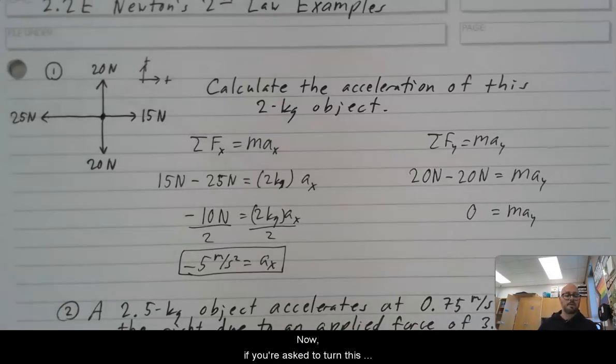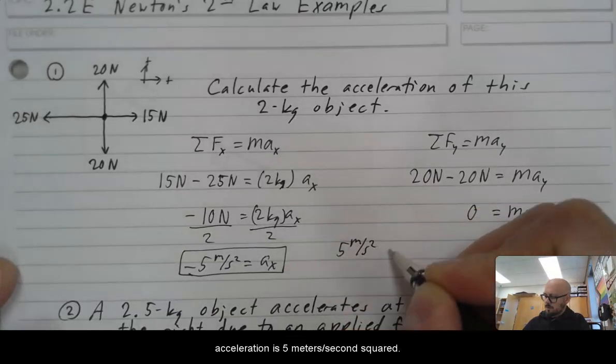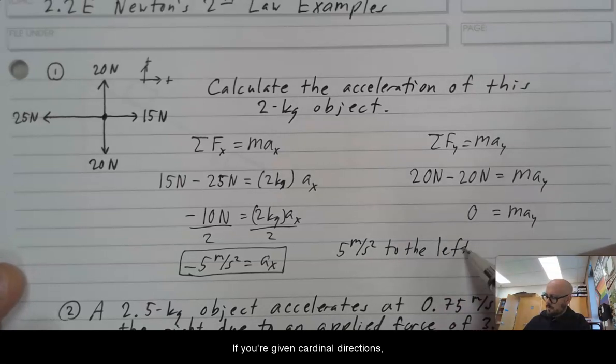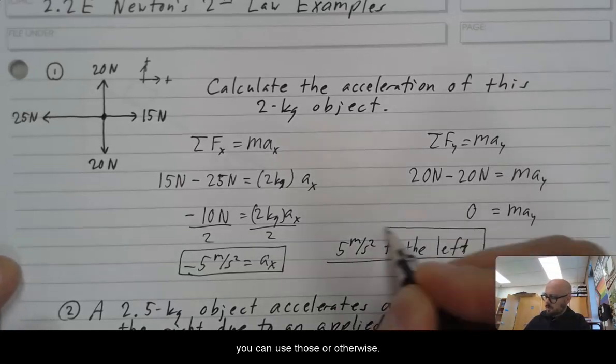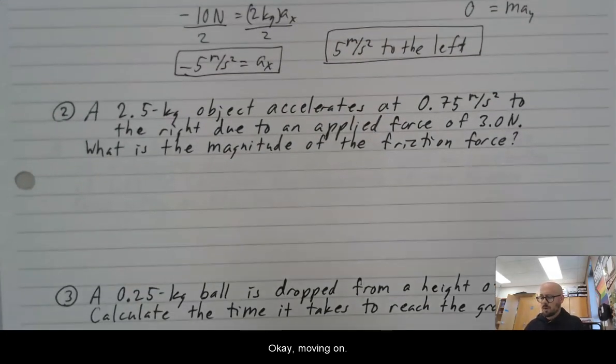Now, if you're asked to turn this into words, then you would say that the acceleration is 5 meters per second squared to the left. If you're given cardinal directions, you can use those or otherwise, but that's it. Okay, moving on. Next one.